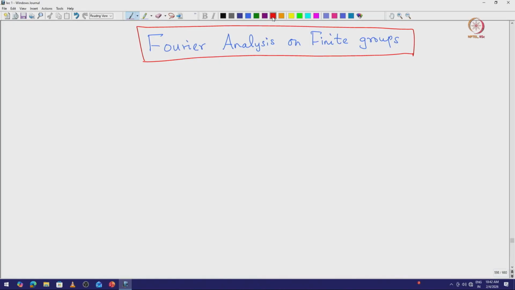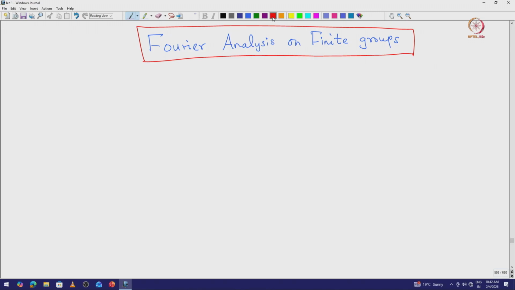Welcome back everyone. In this lecture, I will start with Fourier analysis on finite groups. Initially we will focus on finite abelian groups, then later we will see how to generalize Fourier analysis to general finite groups. So, let us start with some motivation.